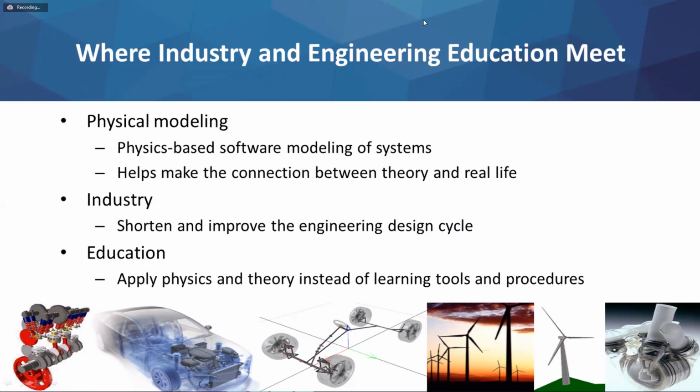When used in industry, it shortens and improves the engineering design cycle, and rather than build and test physical prototypes, physical modeling is much faster, it's cheaper, safer, and this is why there's a real need for people with these physical modeling skills. On the education side, physical modeling helps bridge that gap between theory and reality. So the physics is already embedded in the models, and educators can focus on that application of the theory.